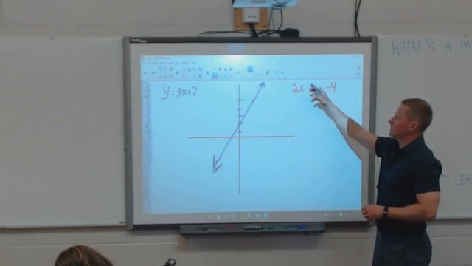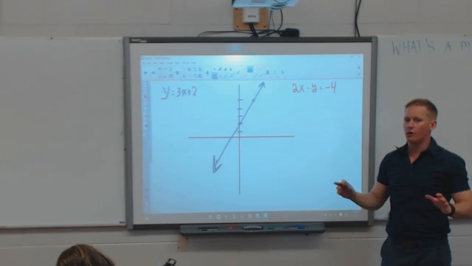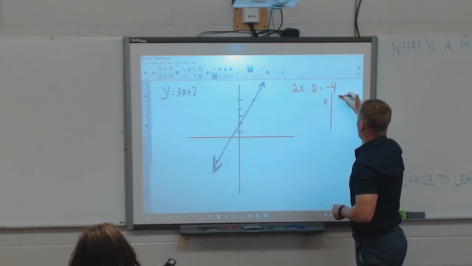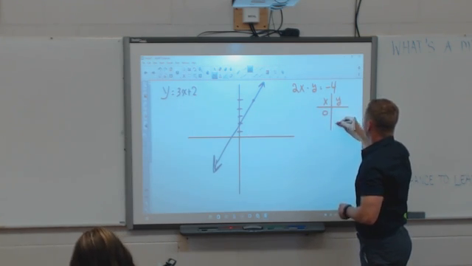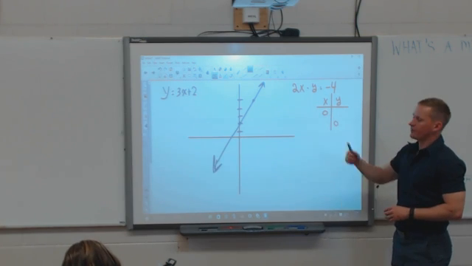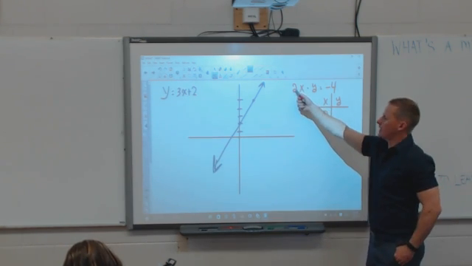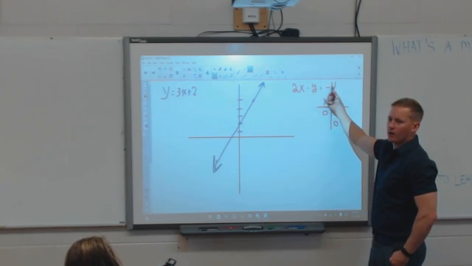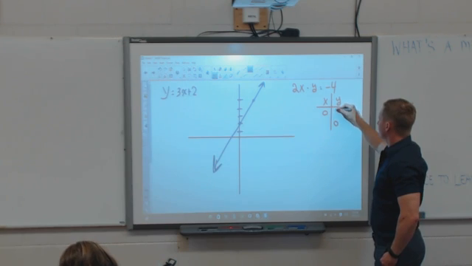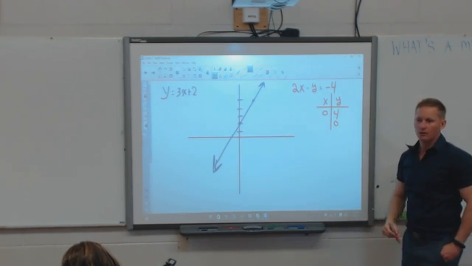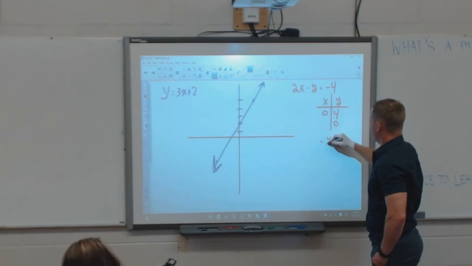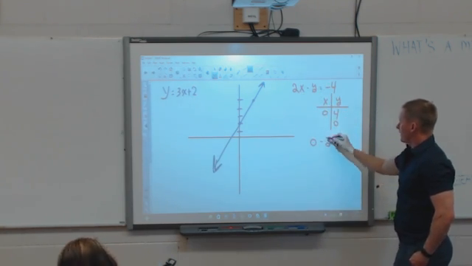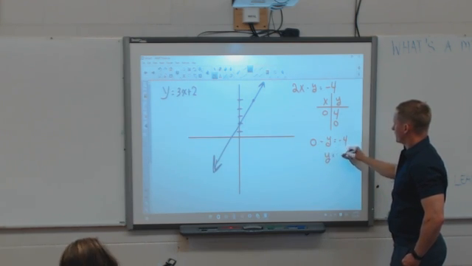So we're going to use a second method. Now you can put this into y equals and use the same method. If that's all you want to do, that's what I would do. But I'm just showing you alternatives. So I'm going to do this method now. 0 in for x, solve for y. 2 times 0 is 0. So that leaves me with minus y is equal to negative 4. I'm going to divide by negative 1. y would be equal to 4.